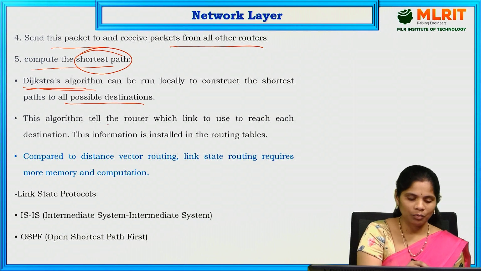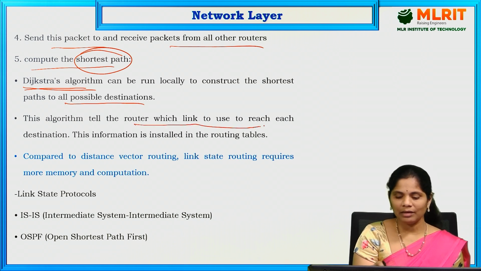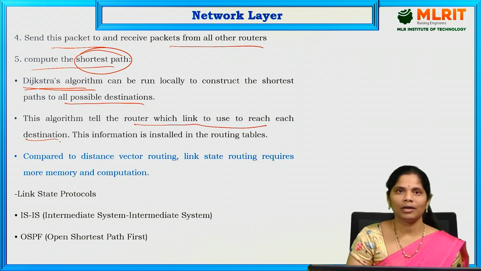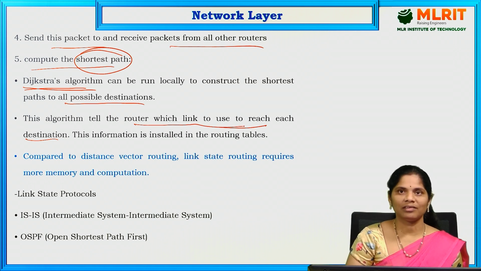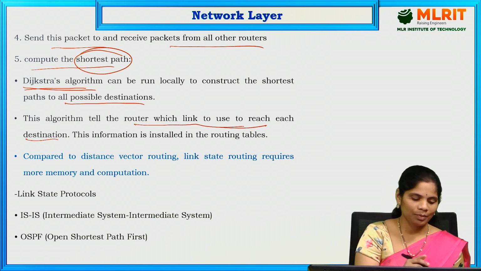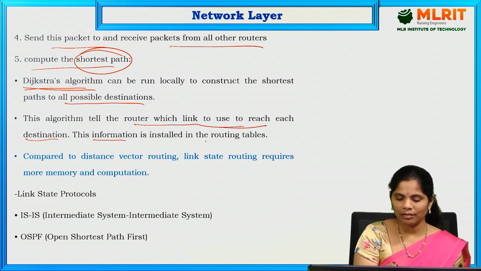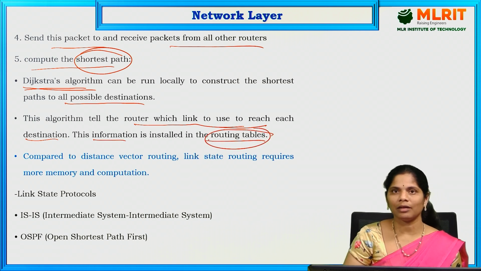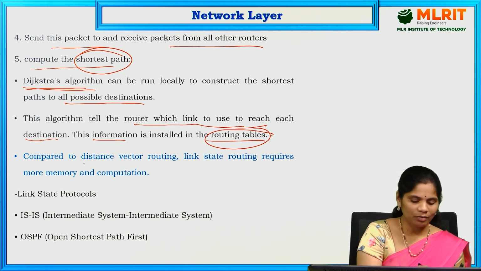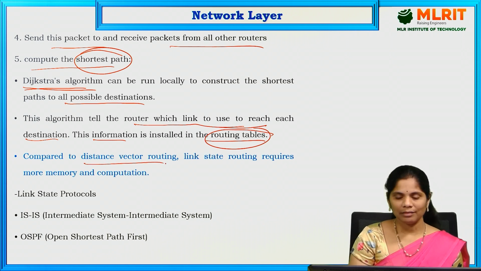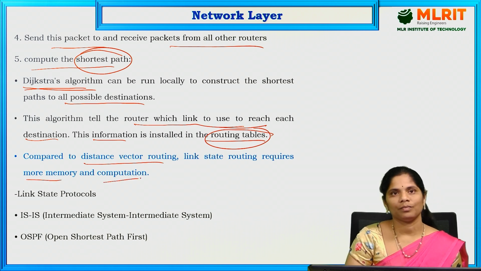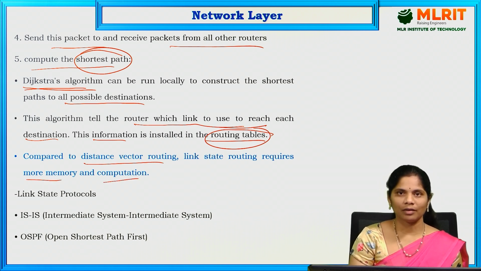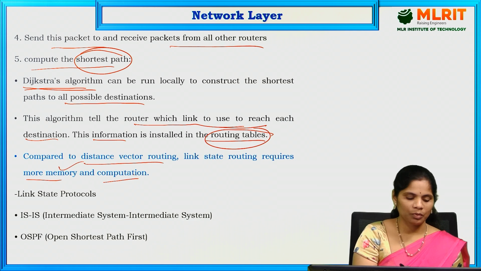This algorithm only tells the router which link to use to reach the destination. What exactly is it going to tell? It tells how to reach the destination easily using the best path. This information is installed in the routing table. Compared to the distance vector routing algorithm, the link state routing algorithm requires more memory and computation.